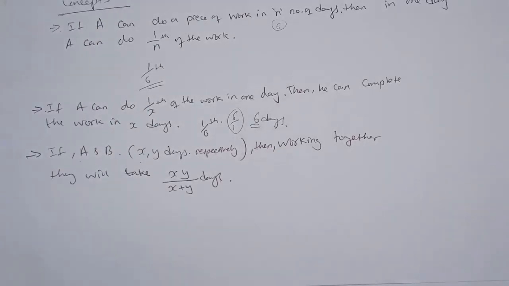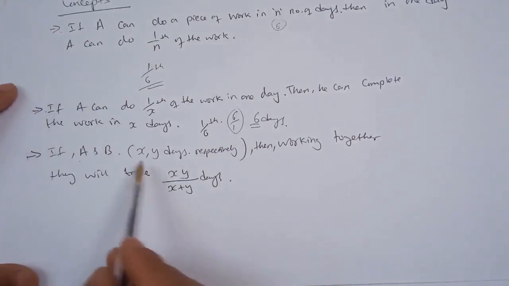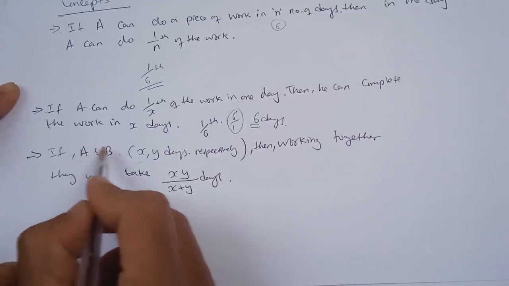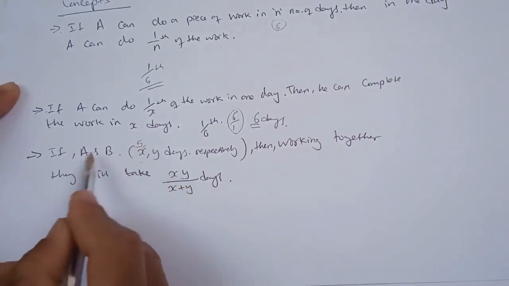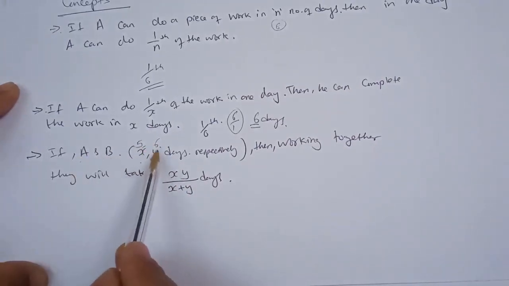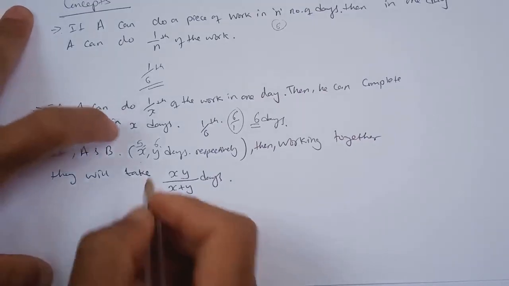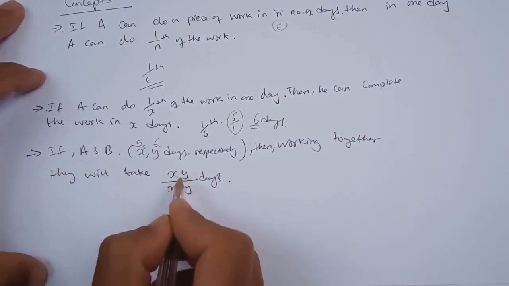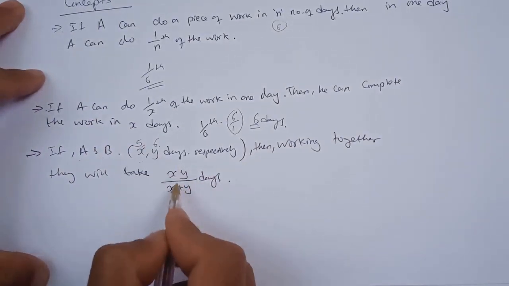A takes x days and B takes y days, and if they work together, they will take this time. This is the formula. For example, suppose A is taking 5 days to complete the work and B is taking 6 days to complete the work. Then directly substitute in the formula: x is 5 into 6, 30, divided by 5 plus 6 is 11, so 30 divided by 11.